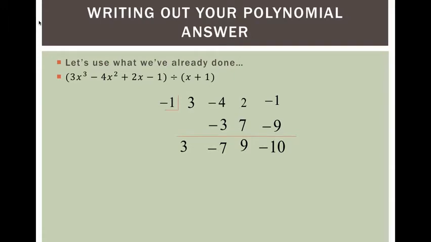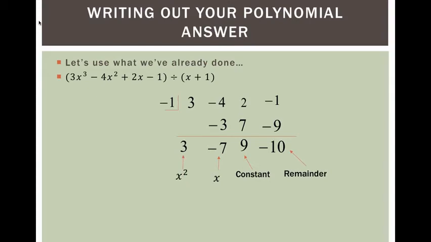So let's go back to see what we've already done and use those. This was the first example we did. We got 3, -7, 9, and -10. So working to write out this final answer, the -10 is my remainder. 9 is the constant. I'll have -7x and 3x squared.